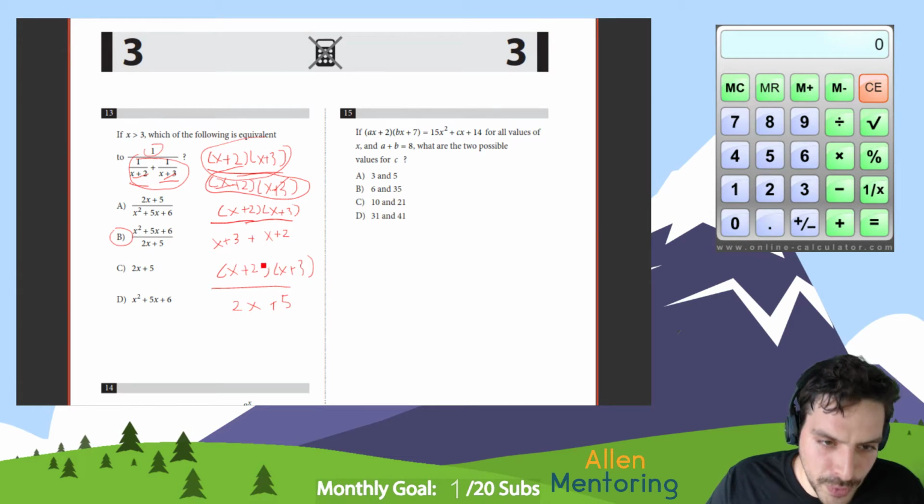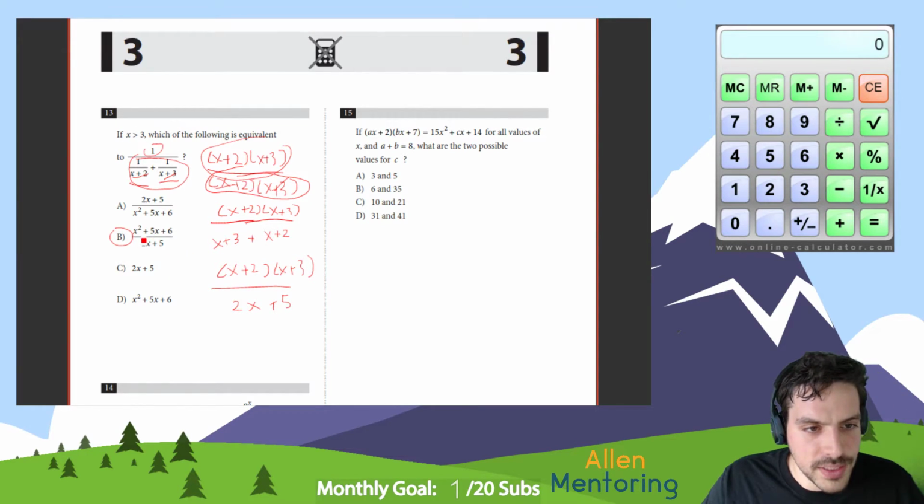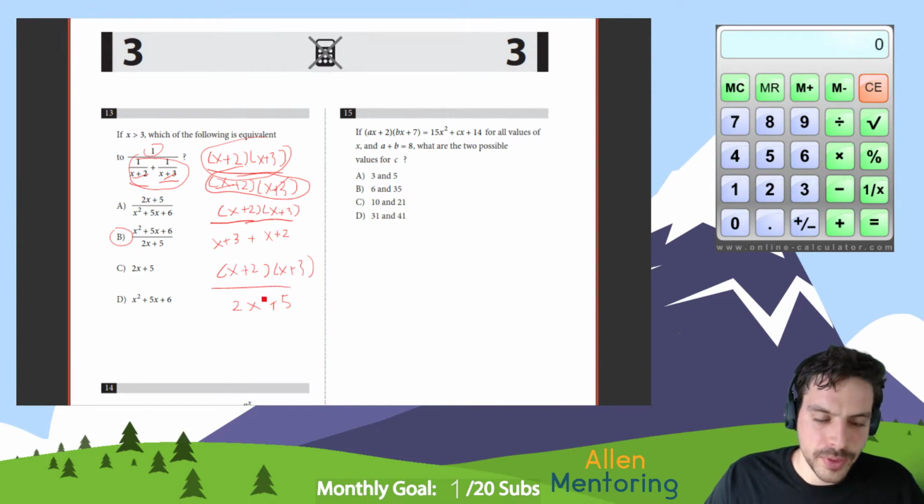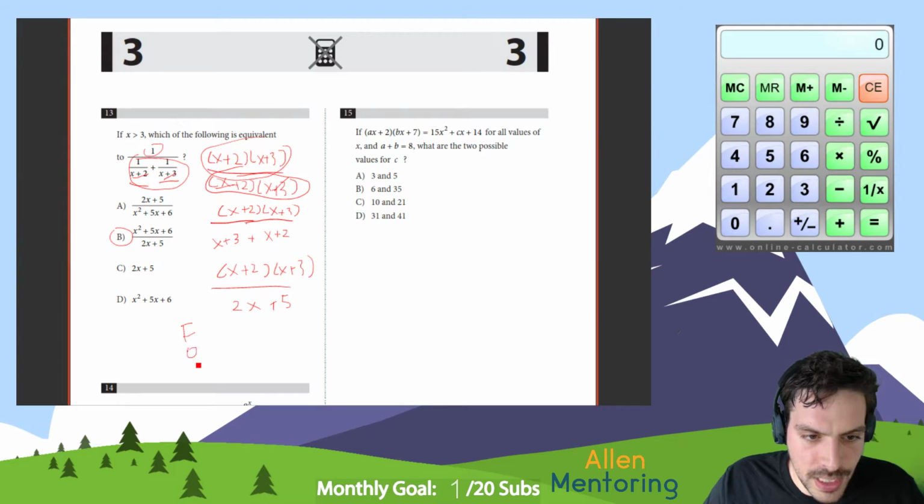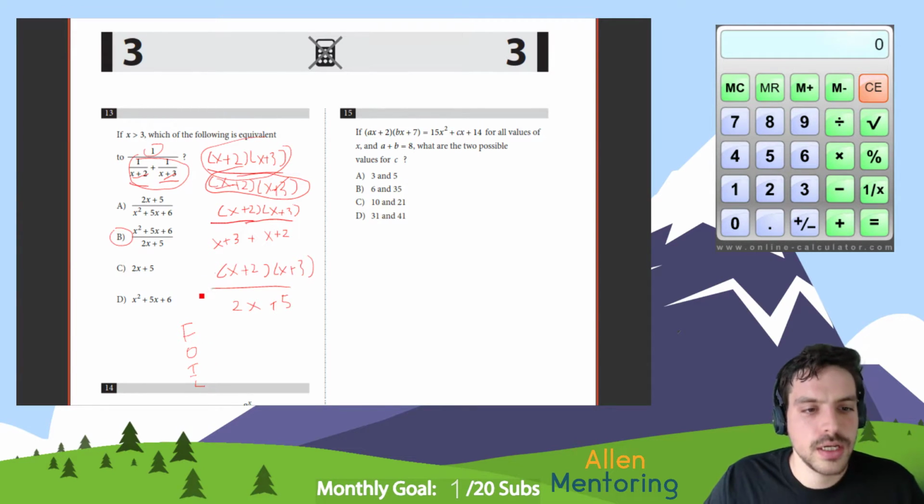And so how come the numerators are different? Well, in this case, all they did was they multiply these two binomials. So how do you multiply two binomials like this? You use the FOIL method. First, outside, inside, last. So we see first times first.